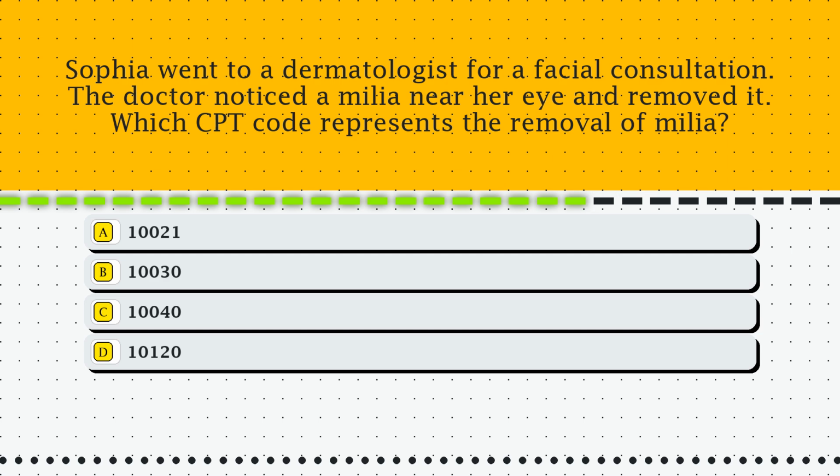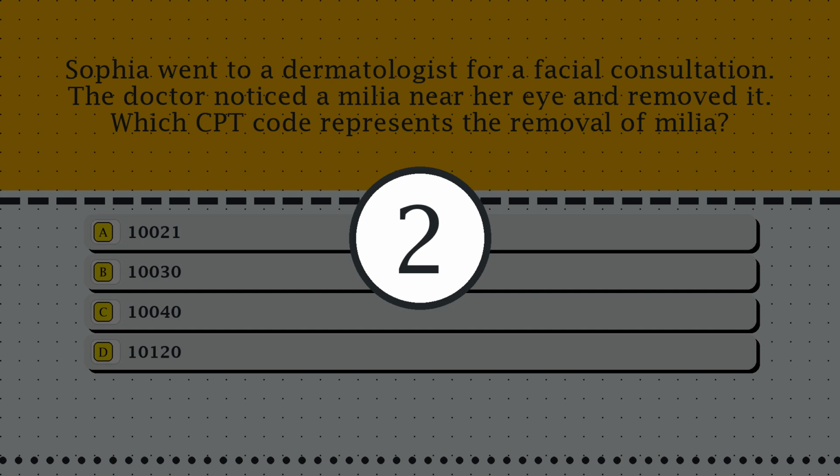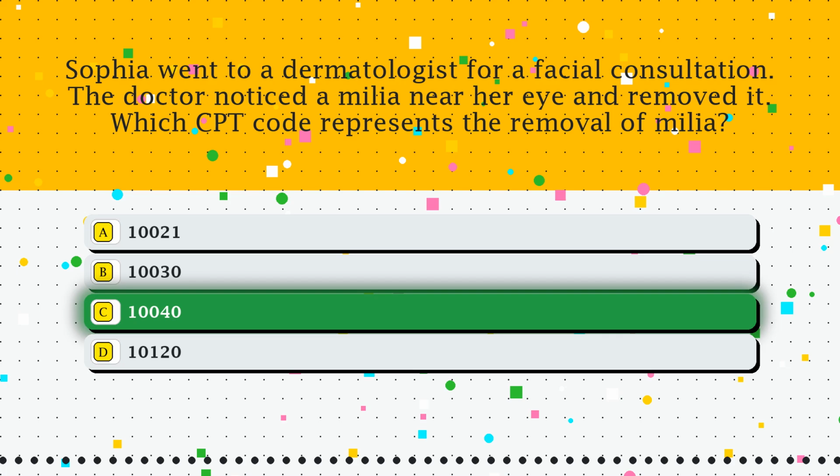The doctor noticed a milia near her eye and removed it. Which CPT code represents the removal of milia? Option A, 10,021. Option B, 10,030. Option C, 10,040. Option D, 10,120. The correct answer is option C, 10,040.